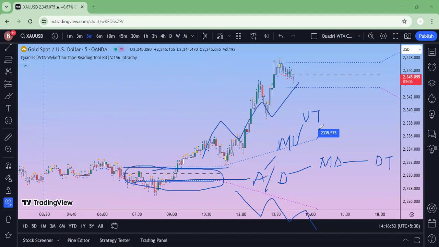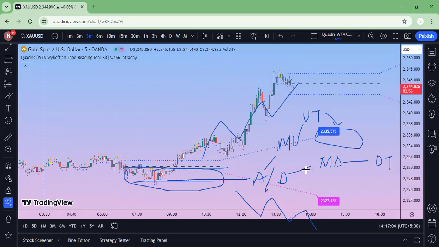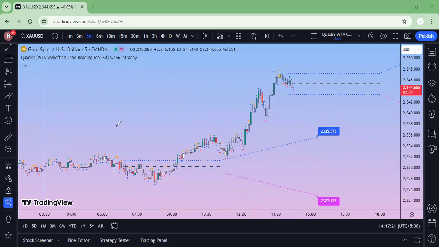This is the final price level, price target of an uptrend, and the bottom one, in magenta color, is the final level target zone of downtrend or markdown after distribution. Blue is after accumulation and fuchsia is after distribution. You're getting my point? Are you with me? Yeah, I got it. And this is the first thing which I want to explain.